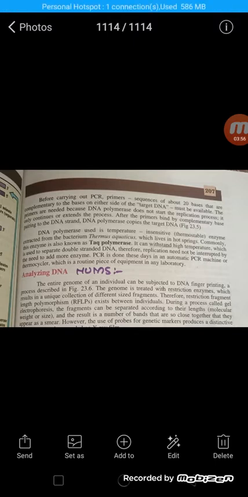The PCR machine is a thermocycler, and it is a routine piece of equipment in any laboratory, and it is used again and again. So this was all about PCR.